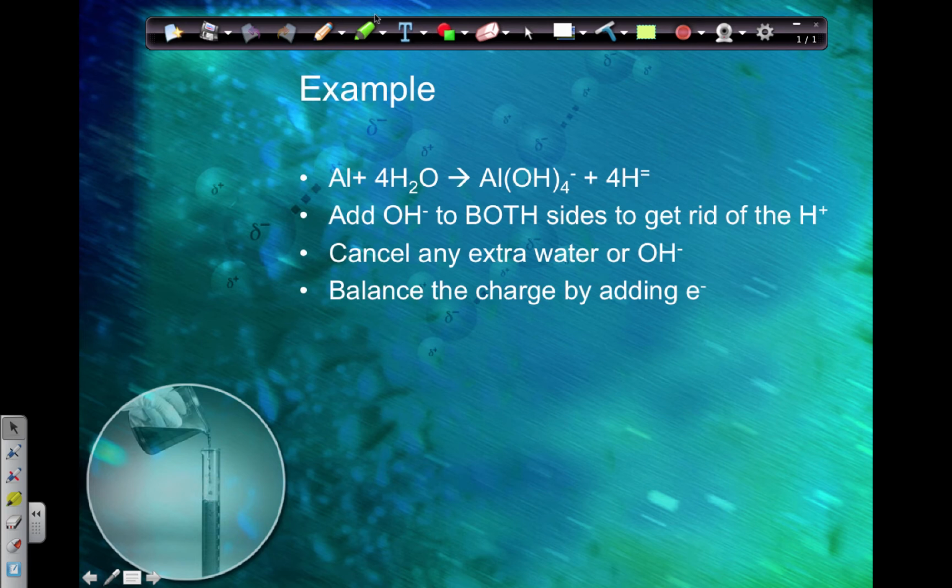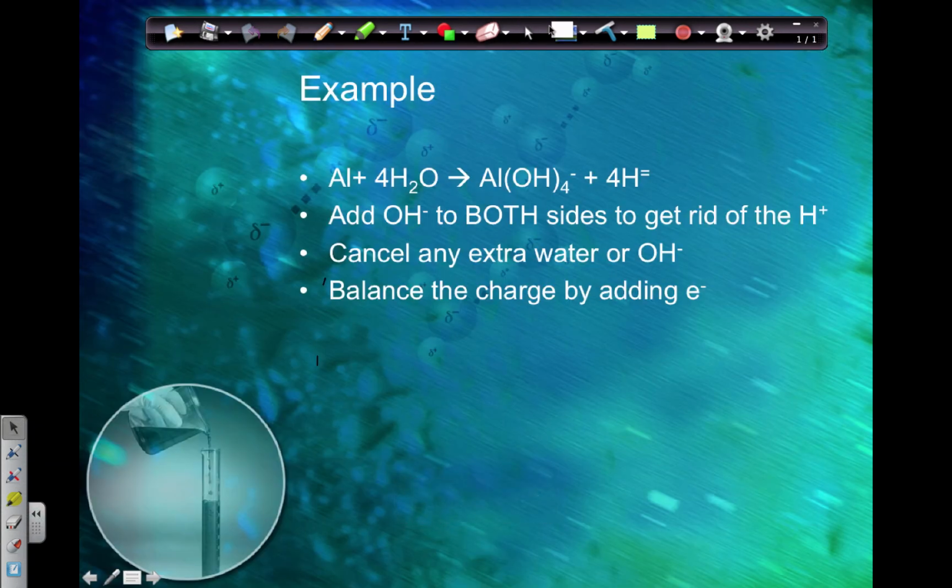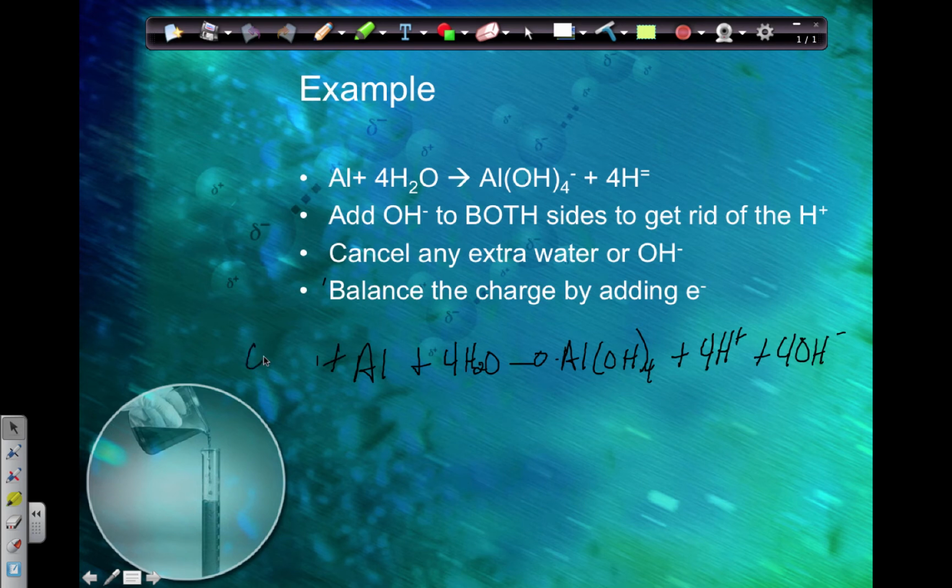Oh, that should be a plus right there. All right, so now I'm going to add hydroxide to both sides to cancel out these 4 H pluses. So this is the part that's different. All right, so I've got aluminum plus 4 waters. That makes this plus 4 H pluses. So now I'm going to add hydroxide to both sides to get rid of this. So hydroxide will also be added to this side. Don't forget to do that.